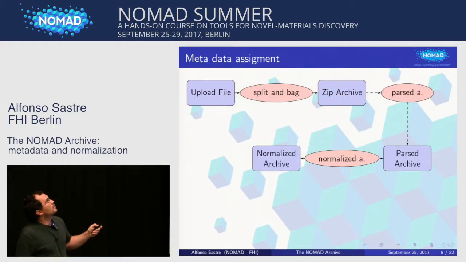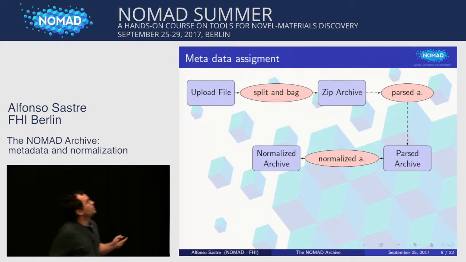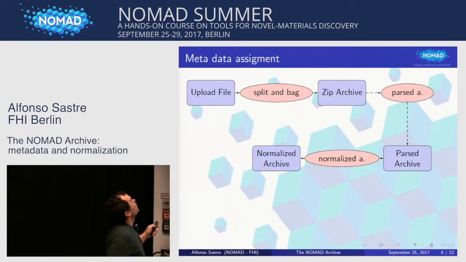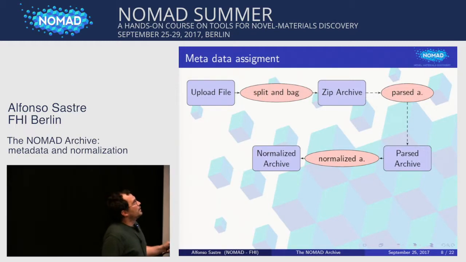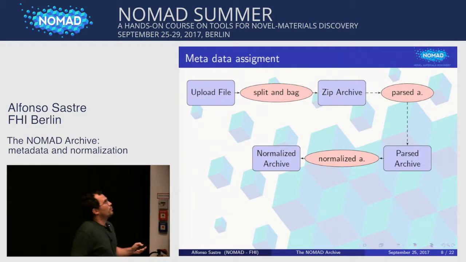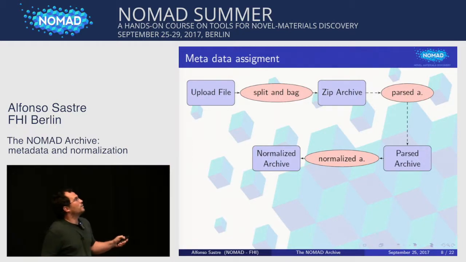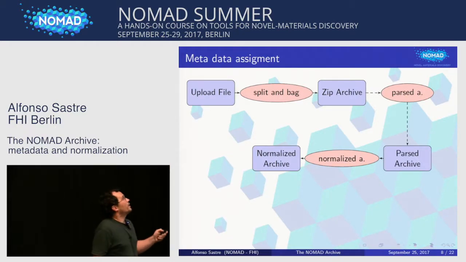So this is a bit the flow of what we are doing now. We start with the files uploaded by the user in the archive. We split and bag the files in these archive files. Then we parse. This parse assignment means we have to decide for each file to which code it belongs and produce the proper parsed archive file. And from here, we assign which normalizations we are going to apply to this archive and produce the normalized archive.